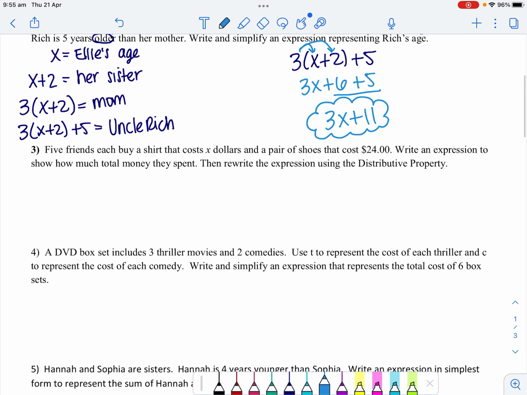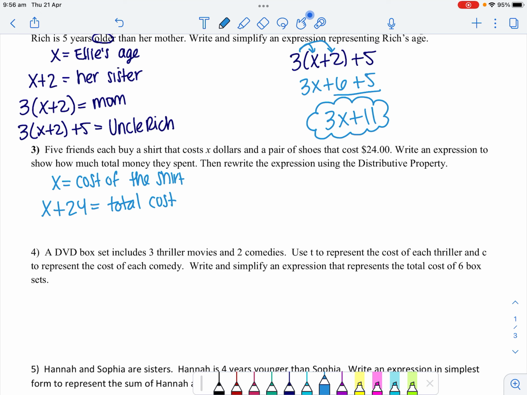Number 3 says 5 friends each buy a shirt that costs X dollars. So X is going to be the cost of the shirt. And a pair of shoes that cost $24. So I'm going to say X plus 24 is my total cost. Because they bought those shoes for $24, that's not an unknown thing. We know what the shoes cost.